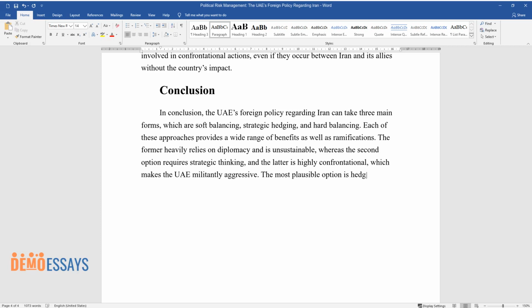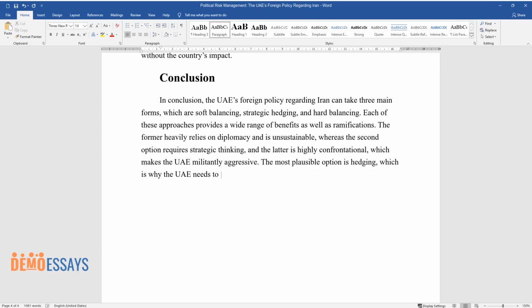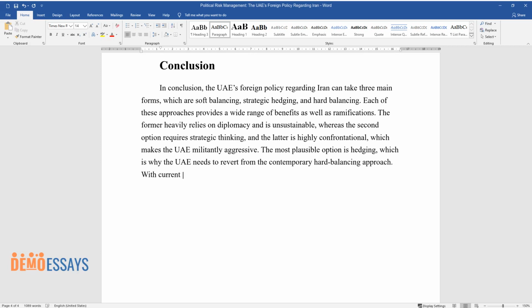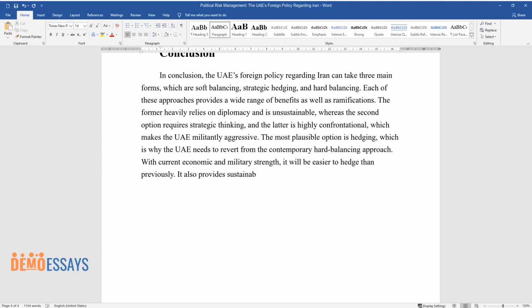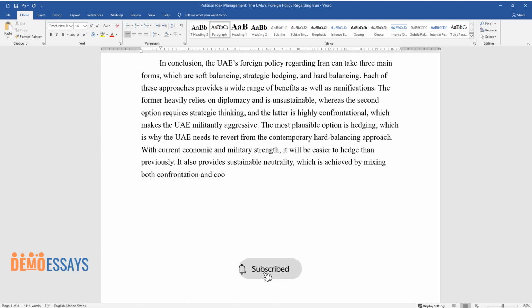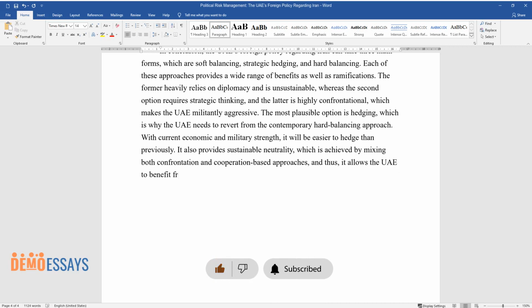The most plausible option is hedging, which is why the UAE needs to revert from the contemporary hard balancing approach. With current economic and military strength, it will be easier to hedge than previously. It also provides sustainable neutrality, which is achieved by mixing both confrontation and cooperation-based approaches, and thus, it allows the UAE to benefit from Iran and retain its allies in the West.